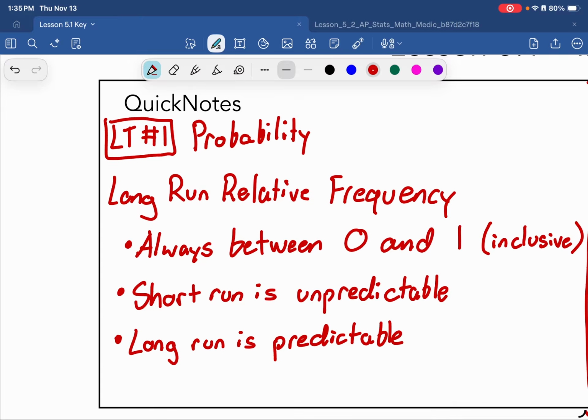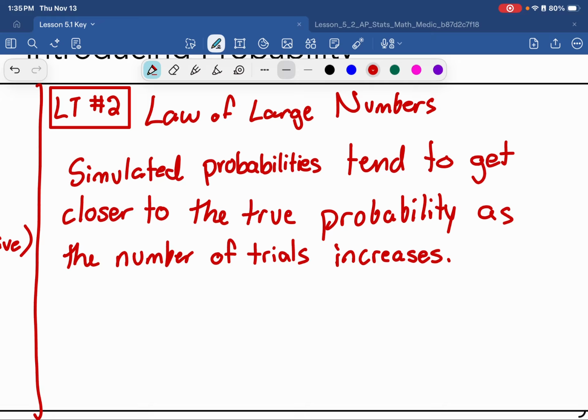Next thing is looking at the law of large numbers. What that means, like if we gave a definition, simulated probabilities tend to get closer to the true probability as the number of trials increase. In other words, the more trials you have, the closer to the true probability you will get. And that's for simulated probabilities over many, many, many trials.